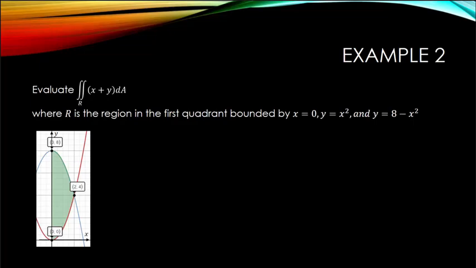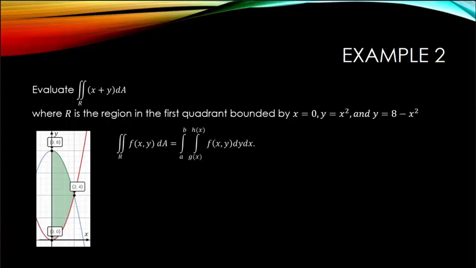This is an area in the first quadrant bounded by a downward opening parabola that has a vertex at 0, 8 and an upward opening parabola with a vertex at 0, 0. In the first quadrant, my two parabolas intersect at the point 2, 4. This gives me some limits of integration.